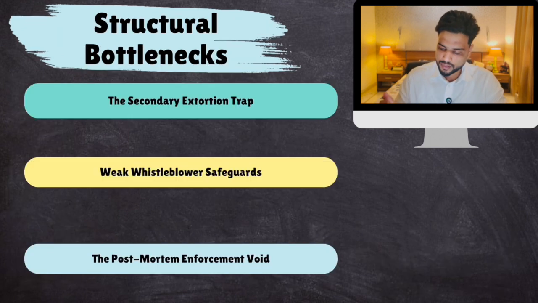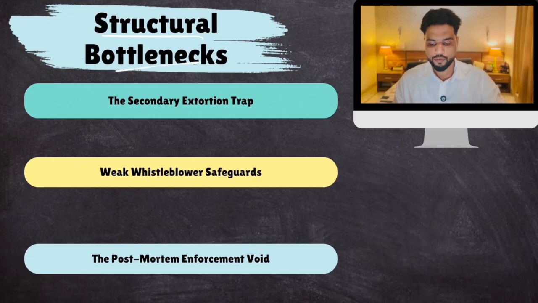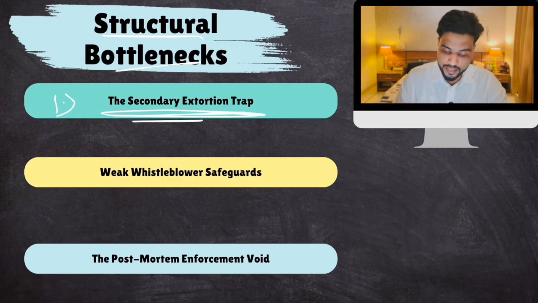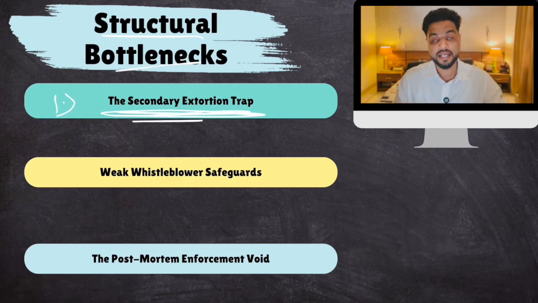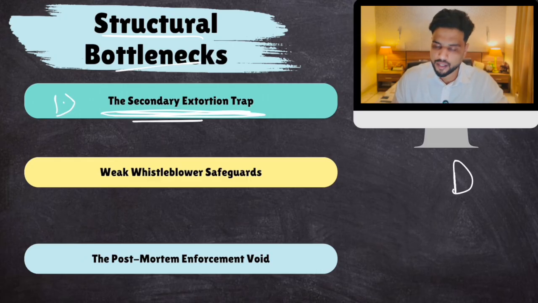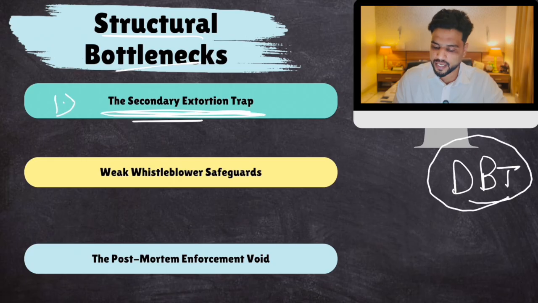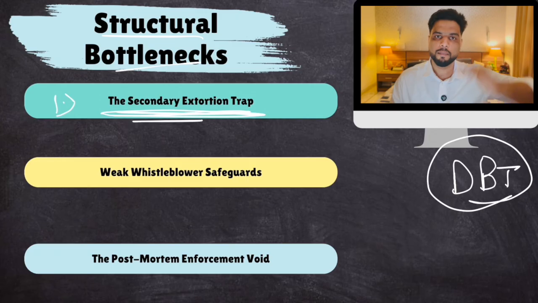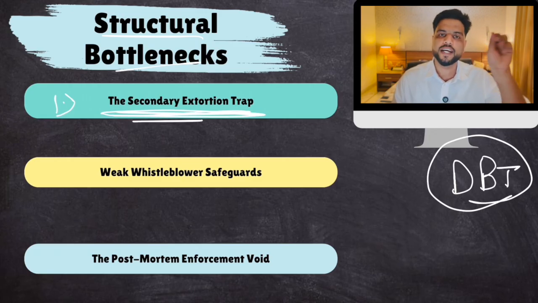Why? Well, there are some structural bottlenecks. First of all, the secondary extortion trap. This is being witnessed. Now, what is this? Remember this phrase, it's a keyword, use it in your answers. People thought that with the arrival of DBT, direct benefit transfer, subsidies directly into your bank account, the middlemen public officials would be shunted out, and therefore they wouldn't have the authority to extract money from poor people. Because the middlemen have been shunted out, and now government directly drops money into your bank account.